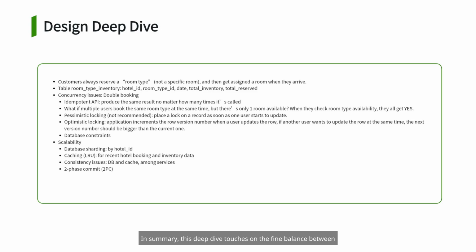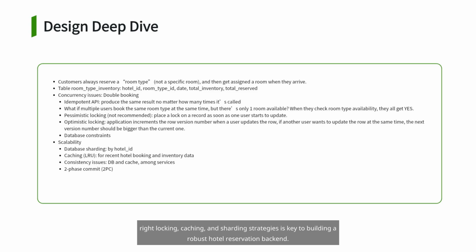In summary, this deep dive touches on the fine balance between consistency, availability, and scalability, and how choosing the right locking, caching, and sharding strategies is key to building a robust hotel reservation backend.